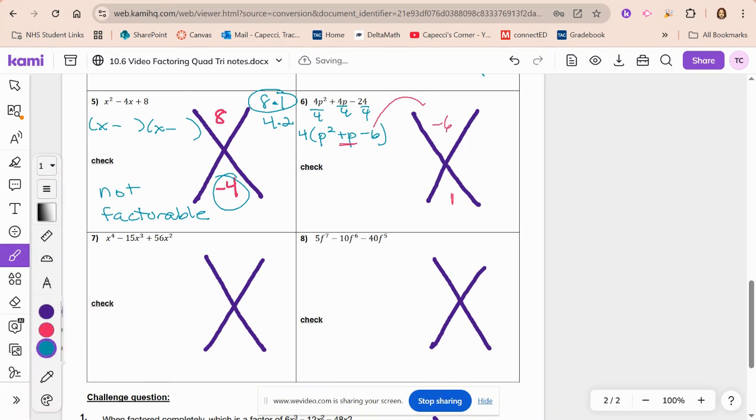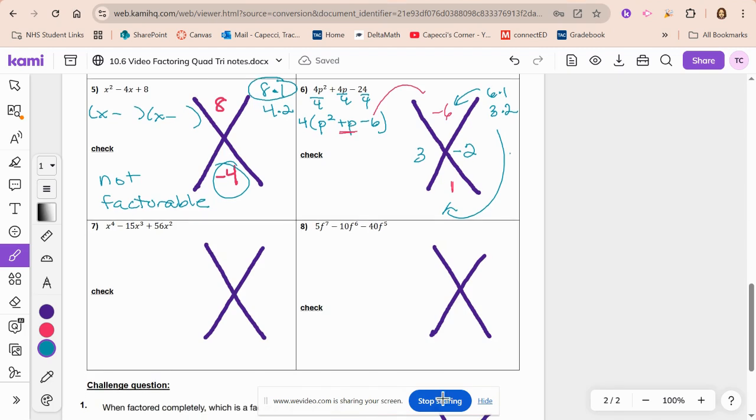So now I'm looking for combinations of factors of negative 6 that when I add, I get 1. So I have 6 and 1, or I have 3 and 2. So 3 and 2 is going to work. I need it to be a positive when I add. So this 3 is going to be positive, and my 2 is going to be negative. 3 times negative 2 gives me negative 6. 3 plus negative 2 gives me 1. So I'm going to end up with 4 times p plus 3 and p minus 2.